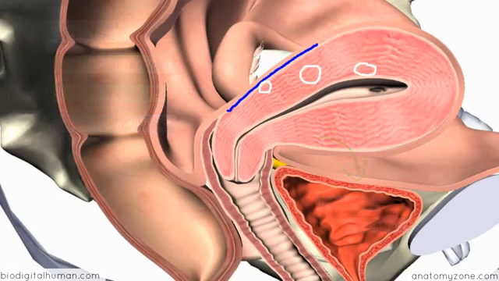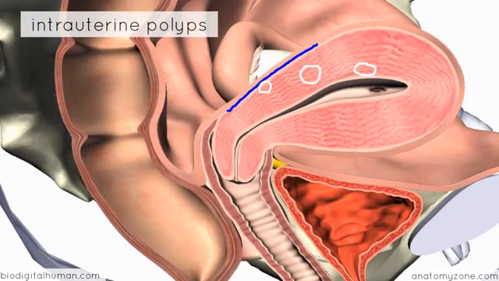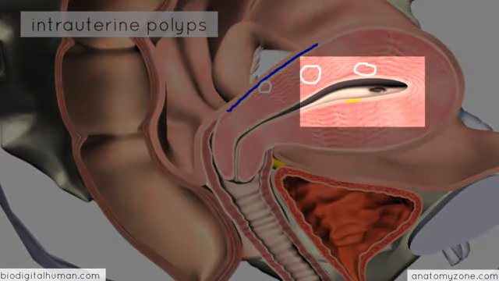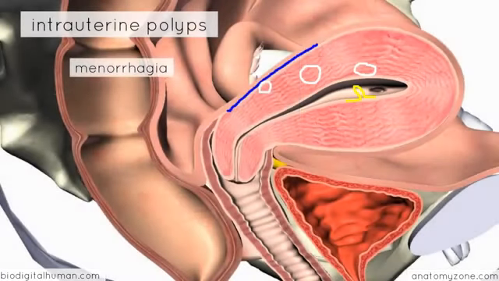So polyps are benign tumours which grow into the cavity of the uterus. So intrauterine polyps are generally endometrial in origin, and they just grow out into the cavity itself of the uterus. So similarly, these cause menorrhagia, and they can also be responsible for intermenstrual bleeding.